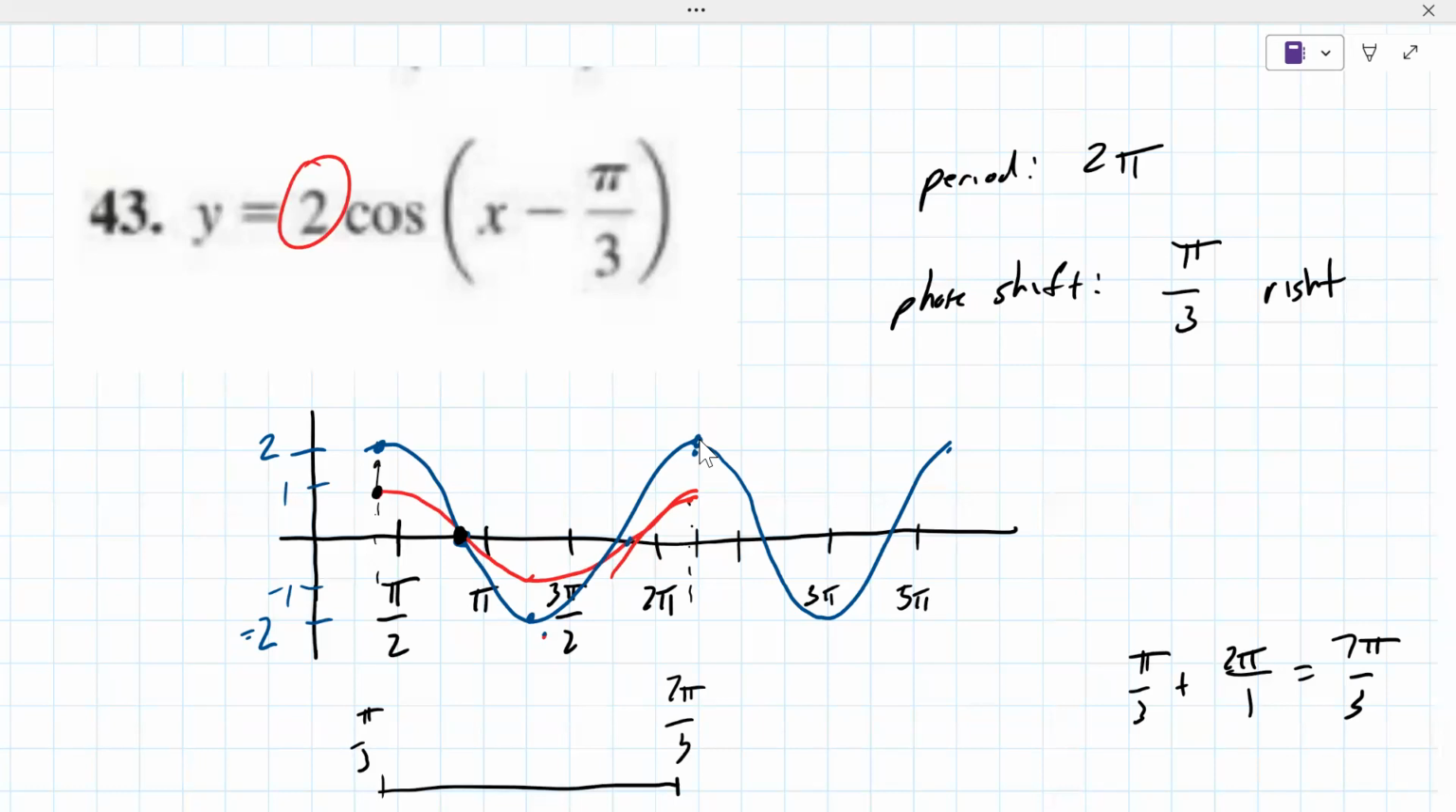The other way to do this, which we've not done at all, is to use a table. Then you would see the scaling, multiplying the y values by two, because the amplitude is a multiplication by two of the y values. Okay. All right. 44.